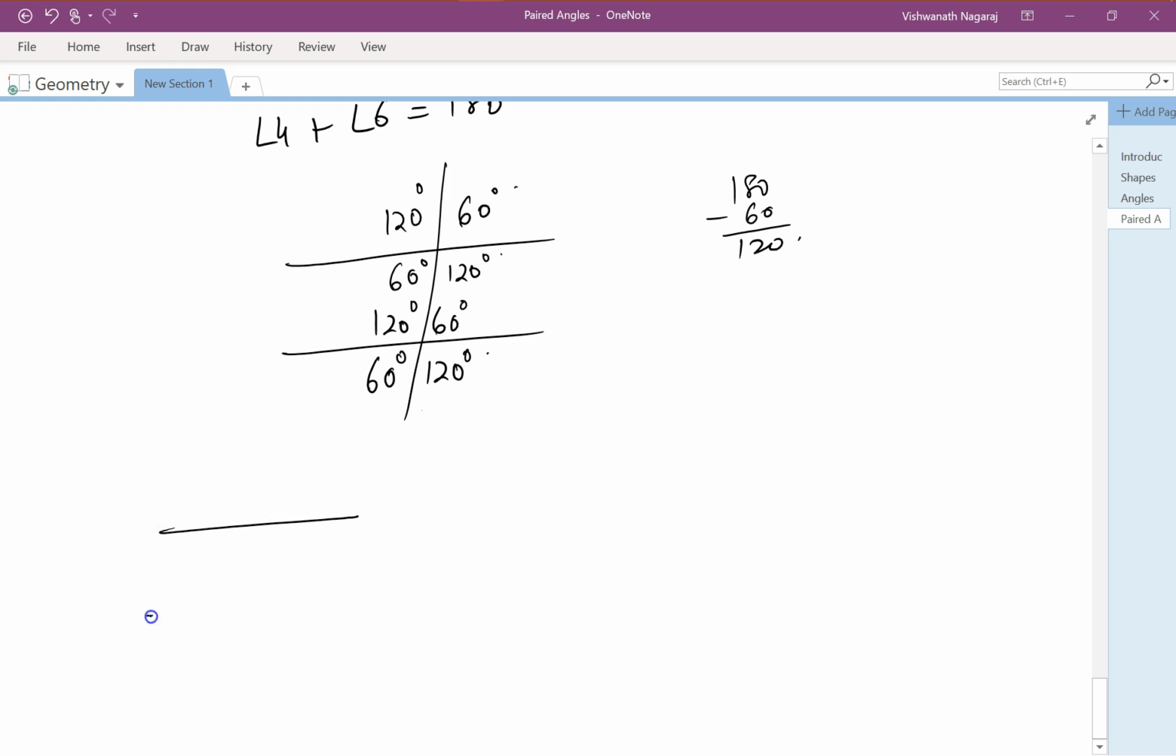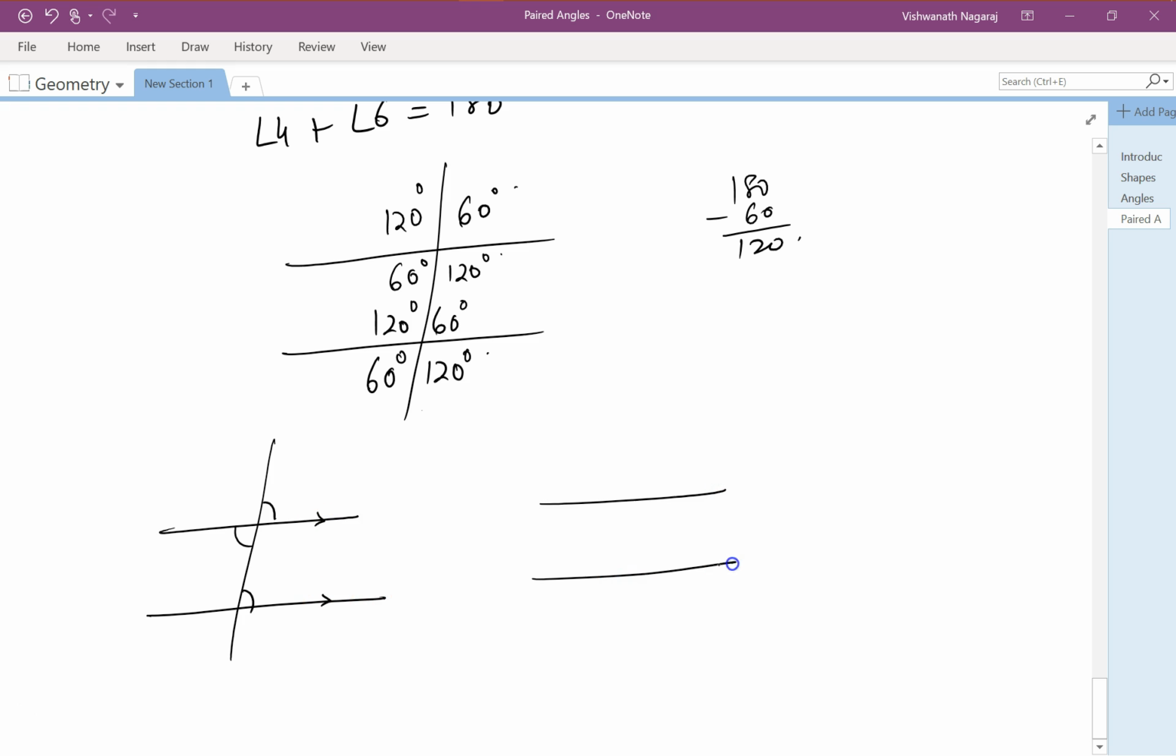Now, let's say you are given two lines and a line transversing through this, and you are told that this angle is equal to this angle. That means that these two lines are parallel, right? Corresponding angles. Any of the conditions. You are given this is equal to this. Then you know, whether they say so or not, that these two are parallel.